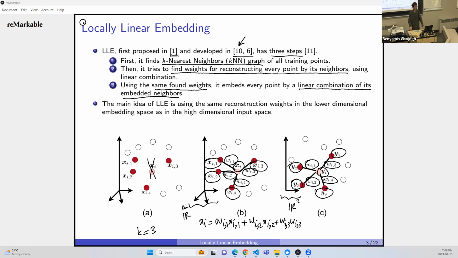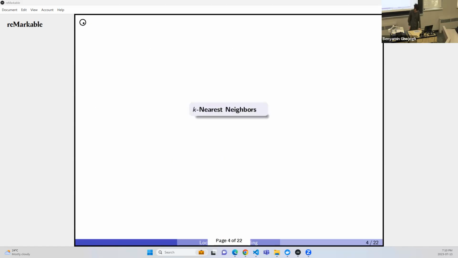So the idea is simple. We see how every point in the input space is represented by its neighbors. I use the same weights for representing the embedded points in the low dimensional space. But we need to now model it mathematically. So let's model it mathematically. First off, as we said, the first step is k-nearest neighbors.